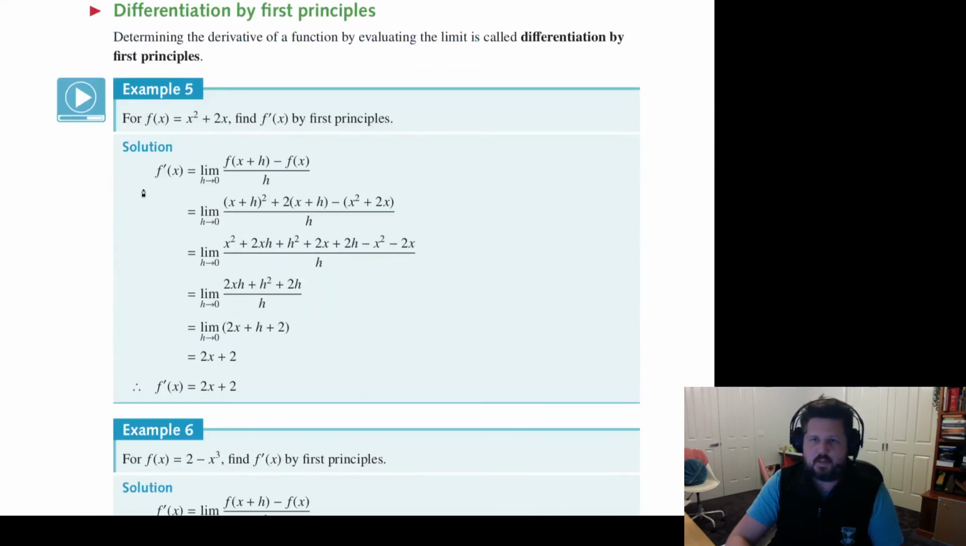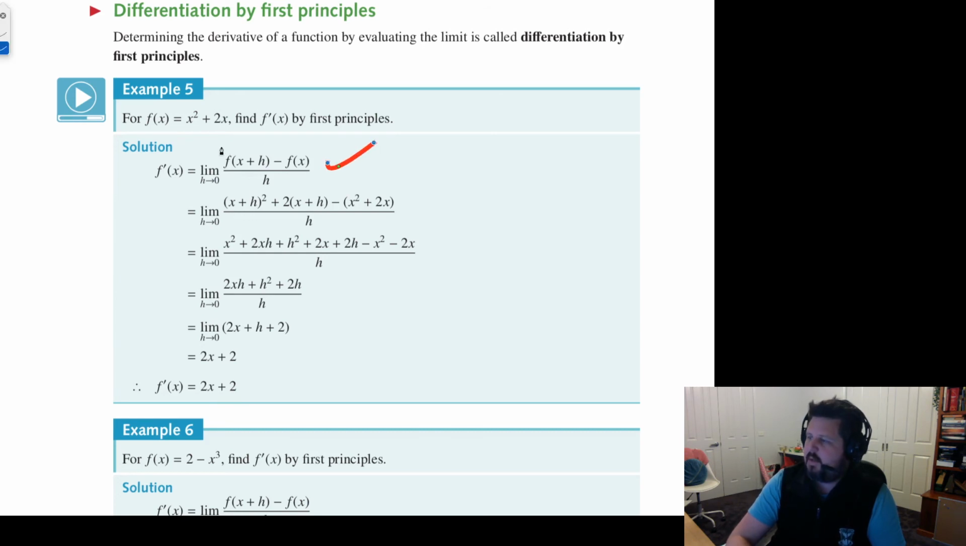So let's have a look at an example applying that, which is called differentiation by first principles. Let's say you've got a function f of x equal to x squared plus 2x. It's saying, find the derivative f dashed x by first principles. You would write out the formula for calculating the derivative by first principles as follows.